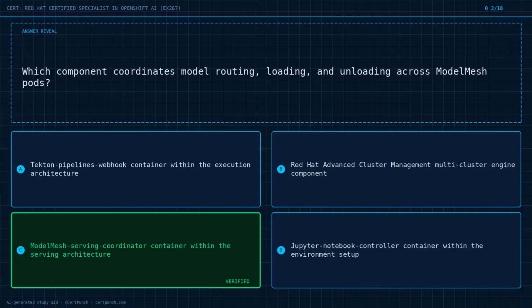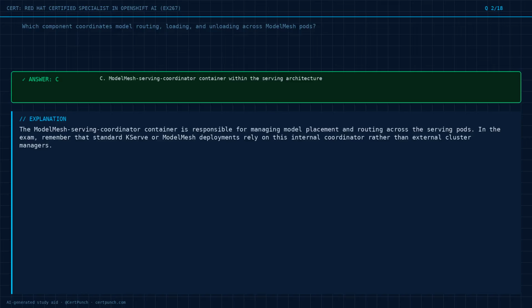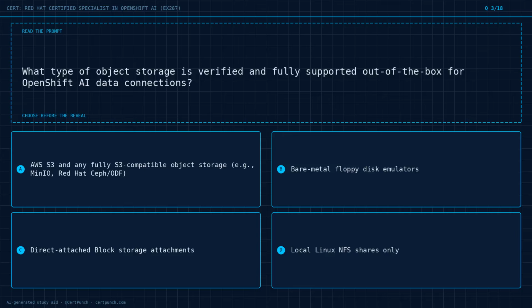The correct answer is option C. ModelMesh Serving Coordinator Container within the serving architecture. Why it works. The ModelMesh Serving Coordinator container is responsible for managing model placement and routing across the serving pods. In the exam, remember that standard KServe or ModelMesh deployments rely on this internal coordinator rather than external cluster managers. Question 3 of 18.